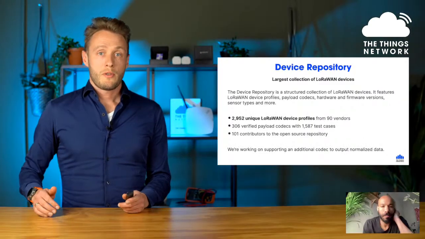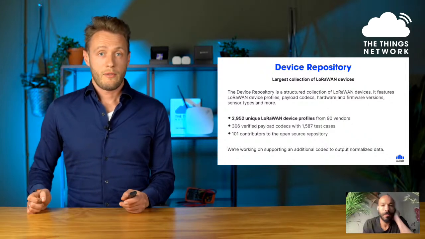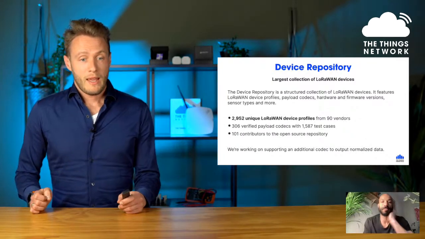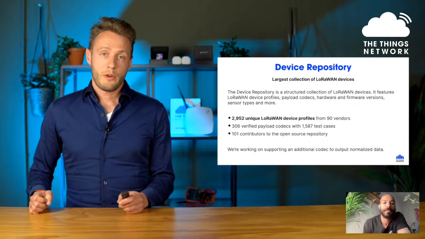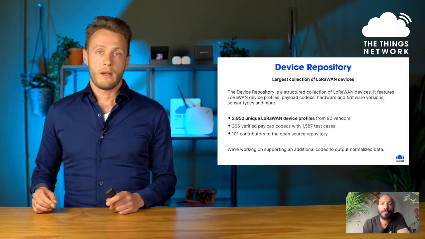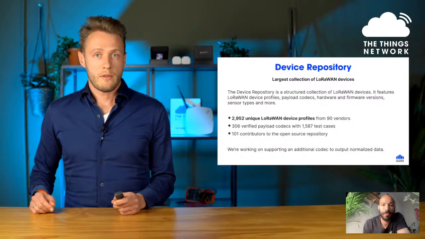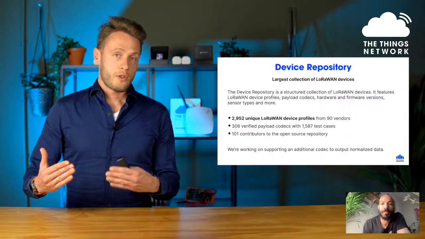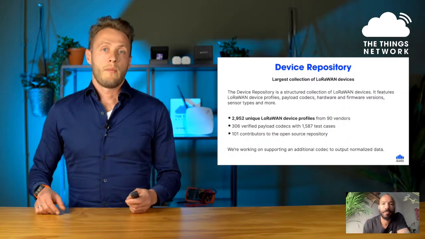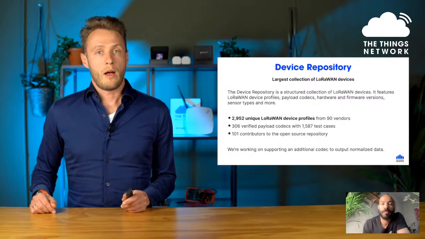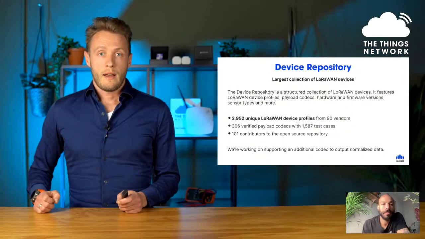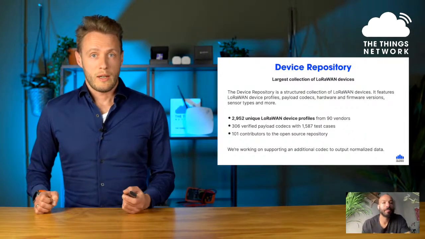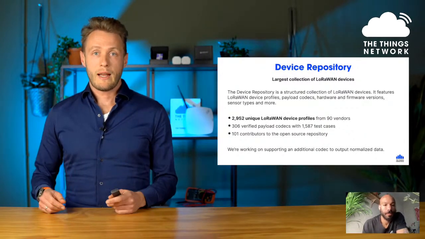We have almost 3,000 LoRaWAN device profiles in there, and they are contributed by the community. So typically device makers do that themselves. But if device makers struggle with adding their devices, The Things Industries is also there to help and to assist. So there are 90 vendors in there right now. We have over 300 verified codecs with a lot of test cases, and over 100 people already contributed to the device repository. So we're really happy with that.